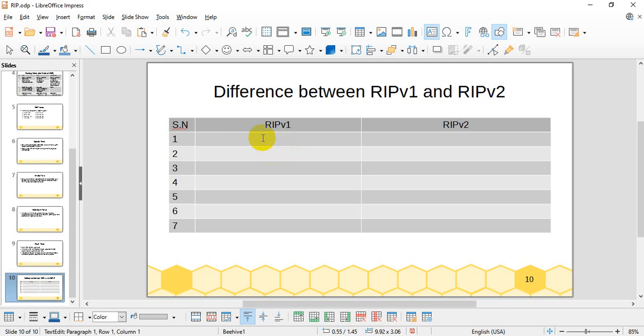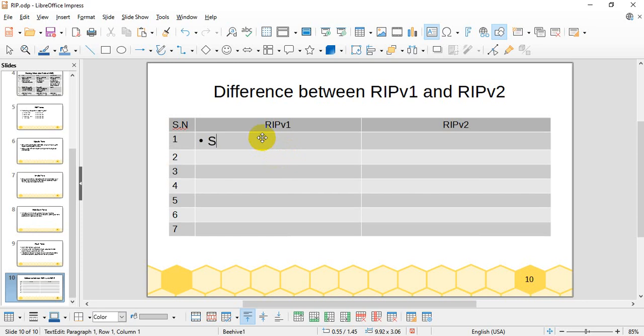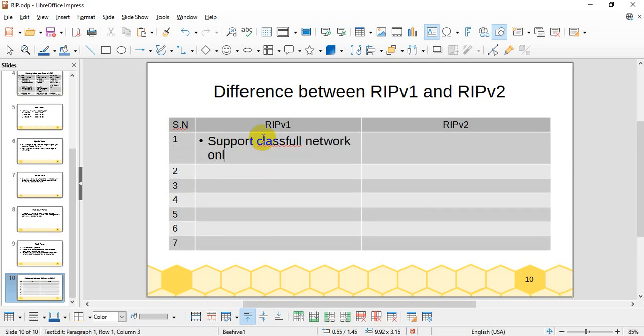And RIP version 1 supports classful networks only.